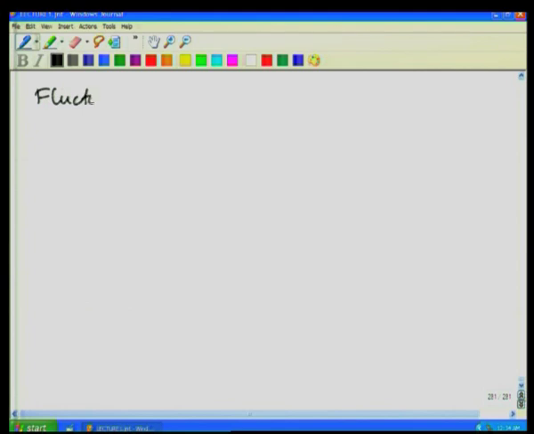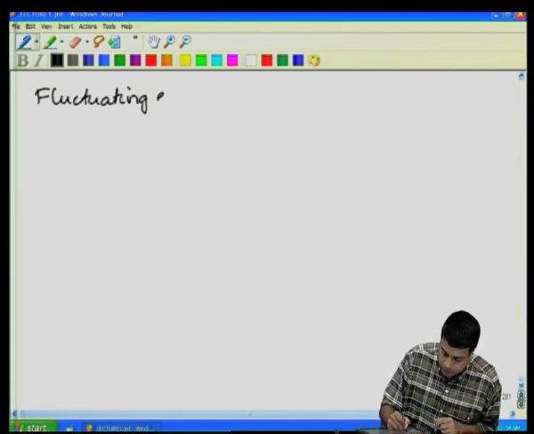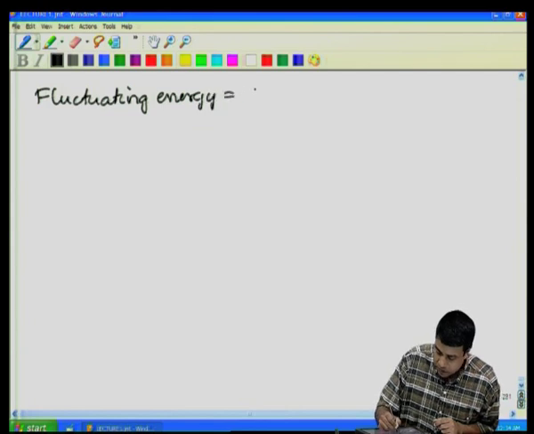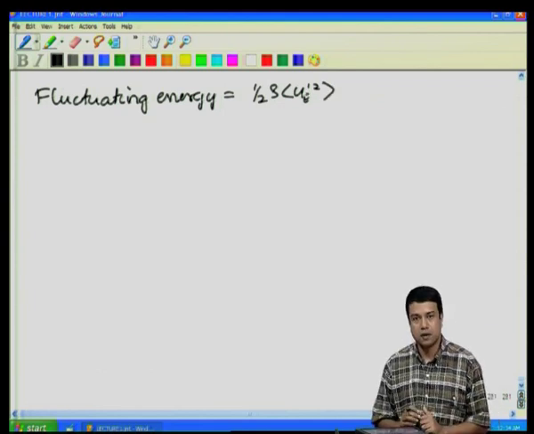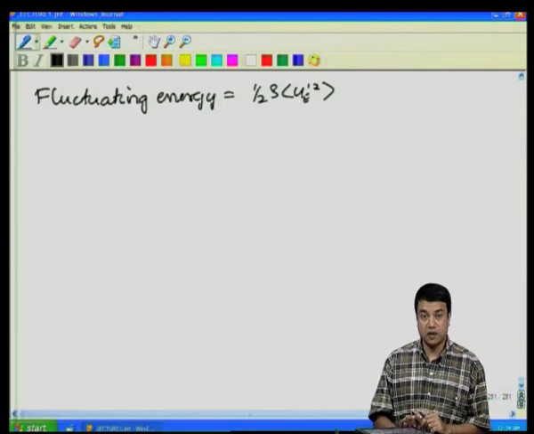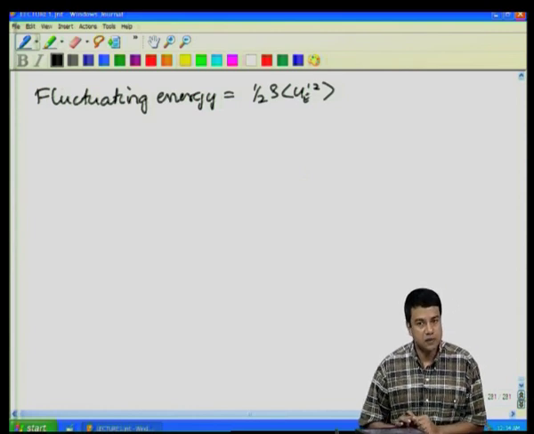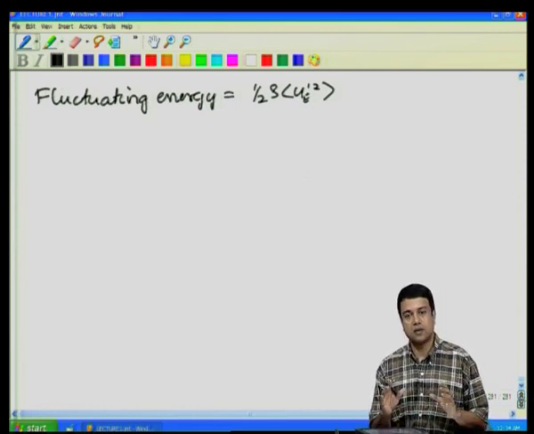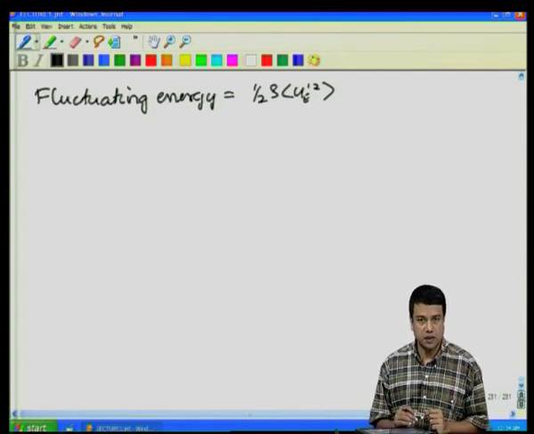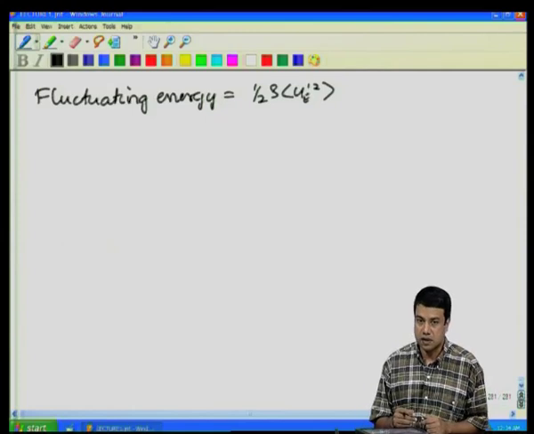The final result is that if you write down an equation for the fluctuating energy, the fluctuating energy is given by half rho times u_i prime squared. That is the fluctuating velocity squared averaged times half rho, that is the fluctuating energy per unit volume. If you write down the equation for the total energy, mean plus fluctuating, subtract out the mean energy equation that I just had, and you will get an equation for the fluctuating energy.